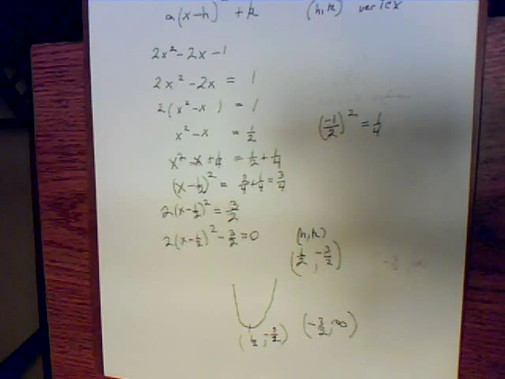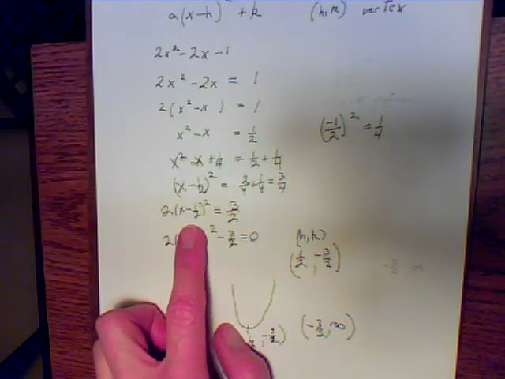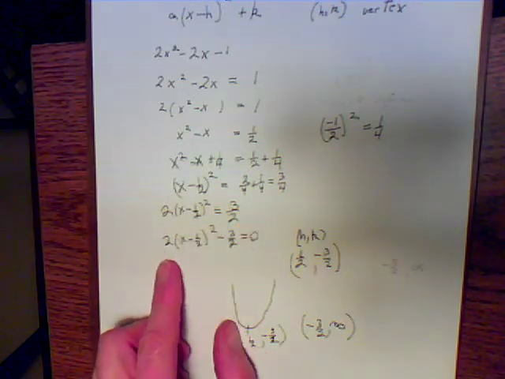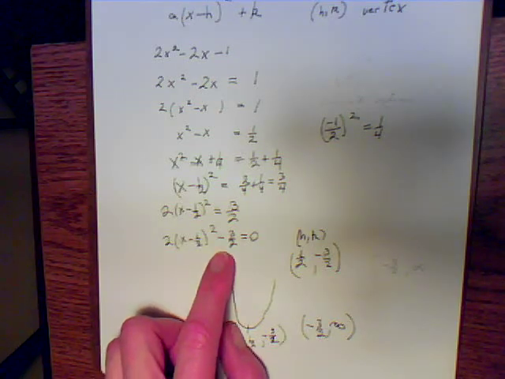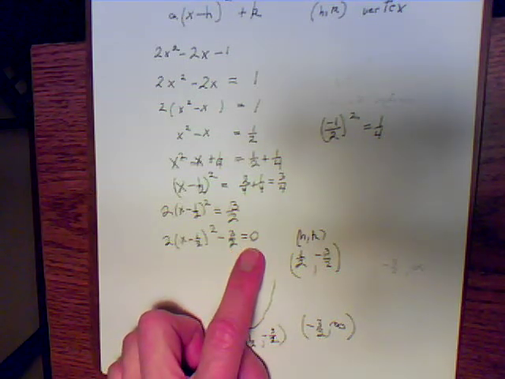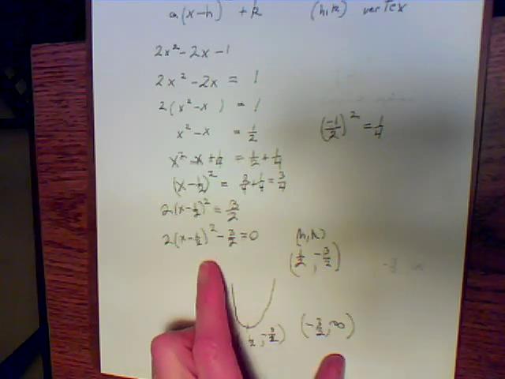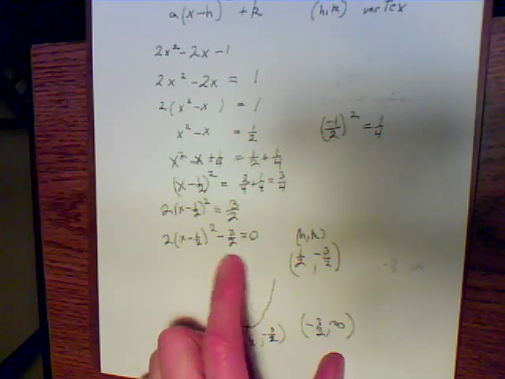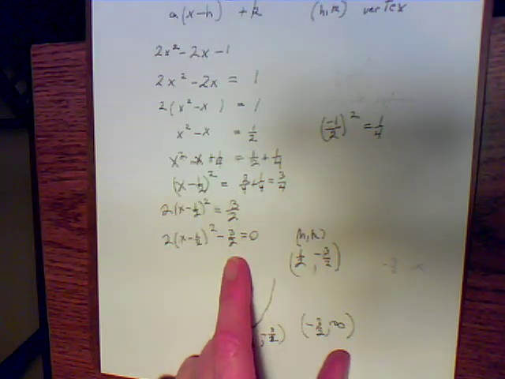Again, since it was probably off the paper, I put the 2 back into the equation. So you have 2 times x minus 1/2 squared minus 3/2 is equal to 0. Your vertex is 1/2. The 1/2 comes from here. The k is minus 3/2. It comes from this term here.